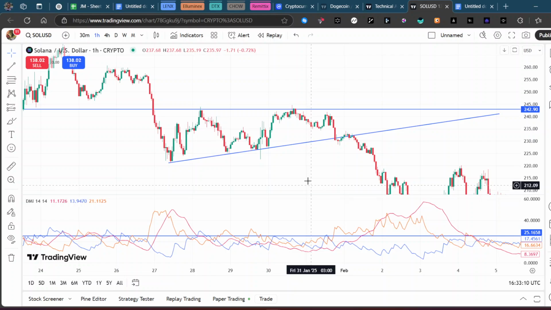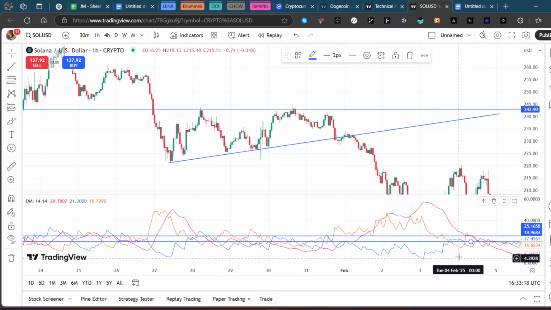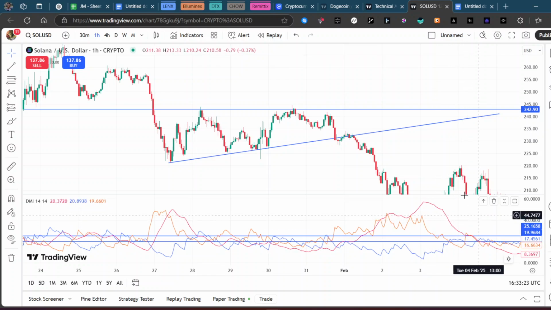Second mistake is trading in choppy markets. If your ADX is below the 20 level, the market is not trending, so avoid trading in such conditions. And the final mistake is not using a stop loss. Always protect your trade with a stop loss, especially in volatile markets.